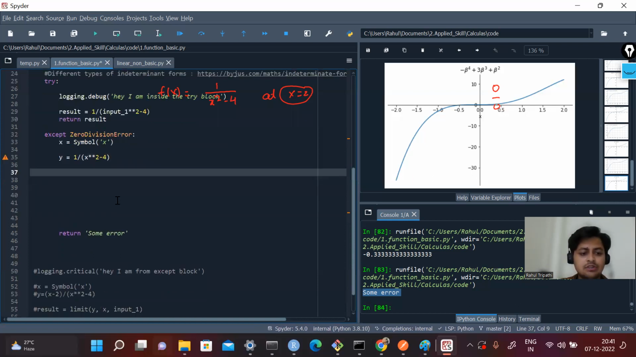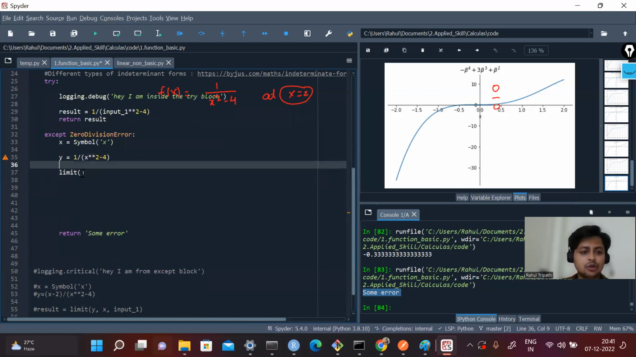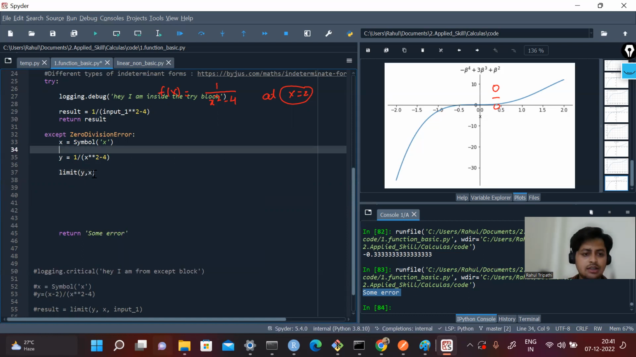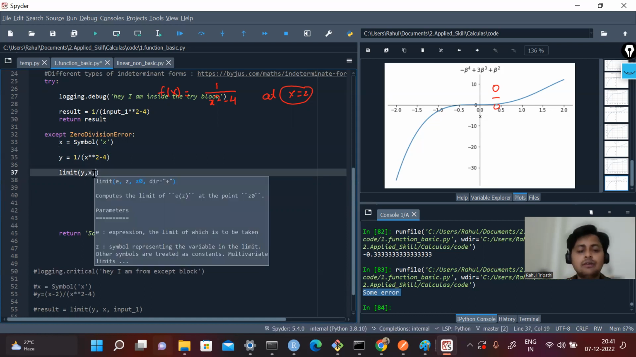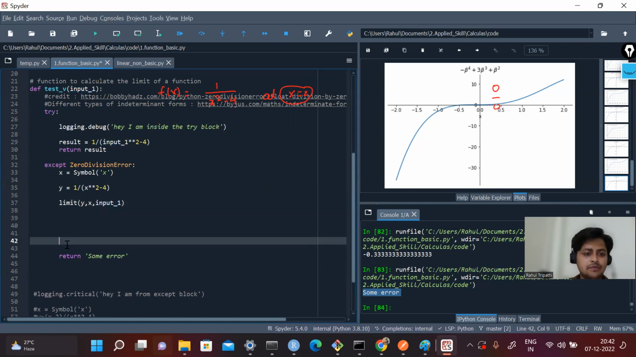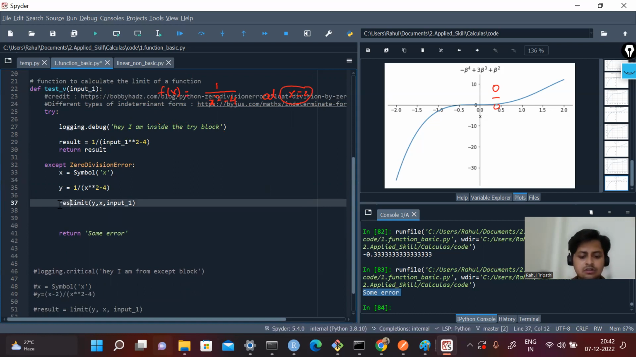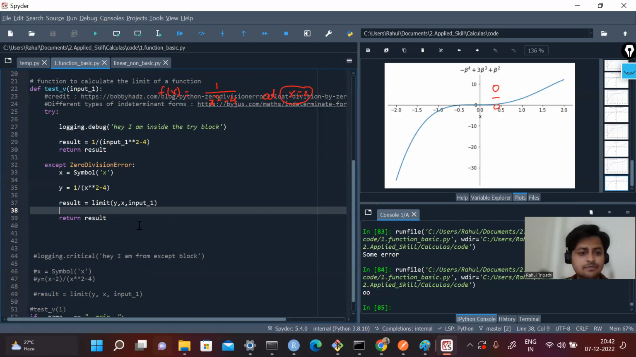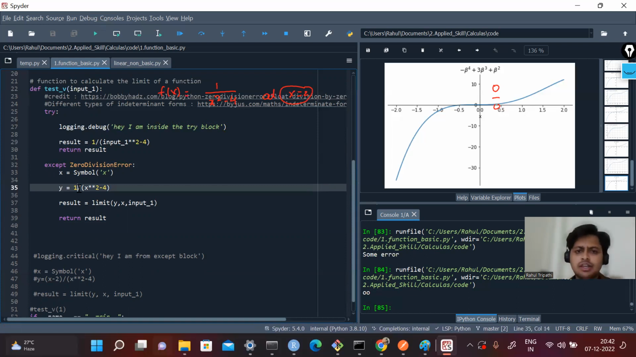How to find the limit of this function? In SymPy we have a method called limit. This takes 3 arguments: your equation, your symbol, and the point at which you are trying to find the limit. Here the user will pass the point, and let me write it here. Now let me store this answer into result, and I will return the result. If I pass it, I will get some answer. Now we are getting infinity. Again we are getting infinity, not a problem.